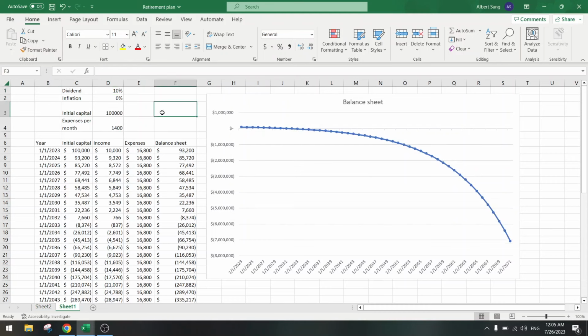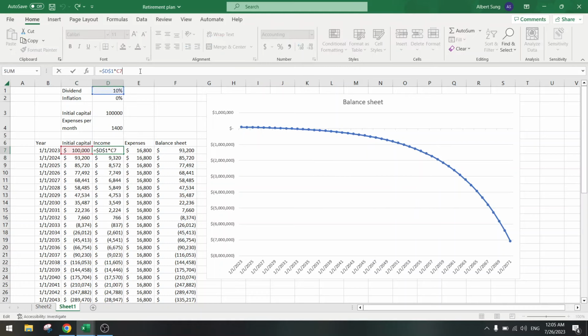So I have this nice sheet here where I started with an initial capital. Let's say we have $100,000. The income is the dividend of that initial capital per year. I added some expenses here. So the expense is this number per month, for example. And I also added an inflation component to that per year. So each year those expenses probably go up due to inflation.